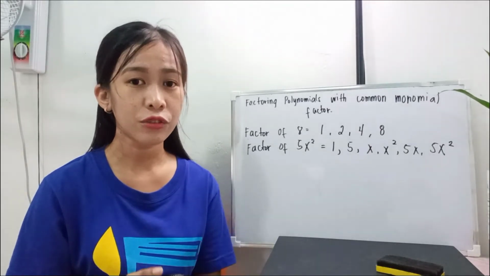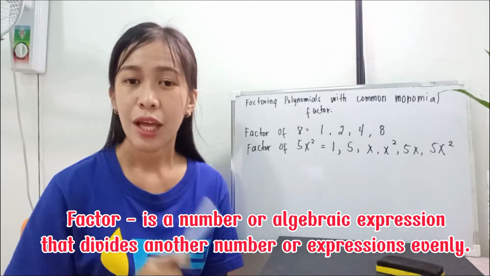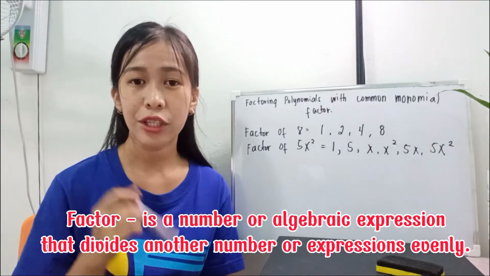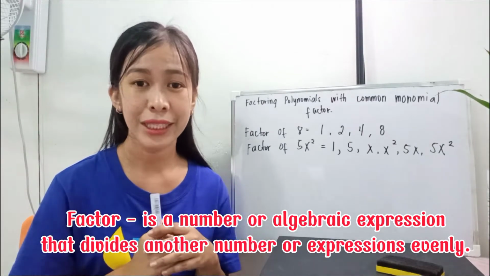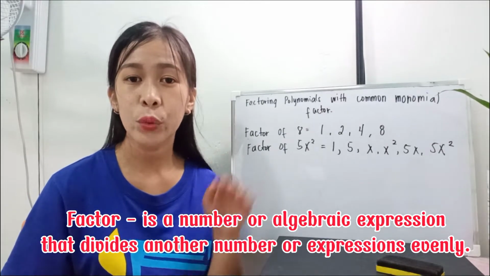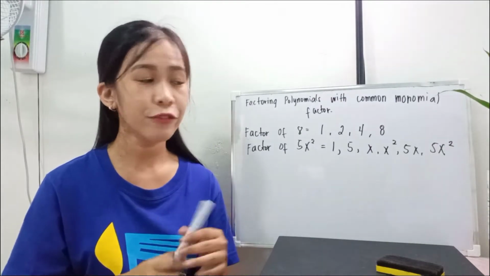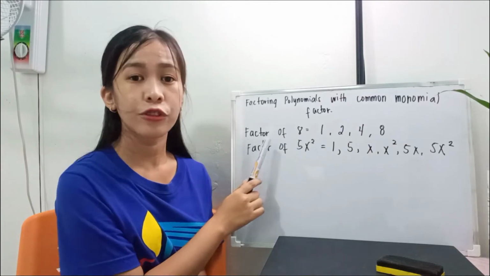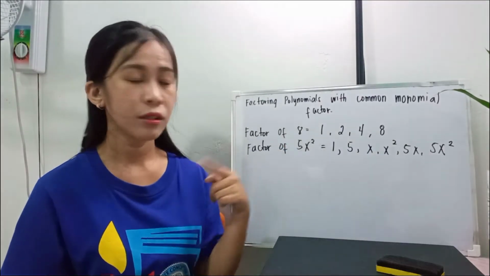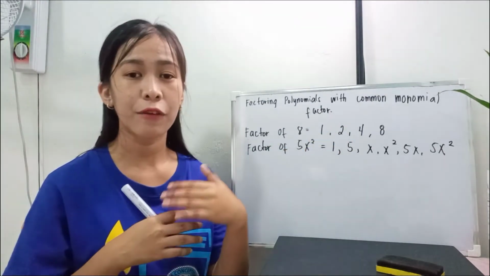So, when we say factor, it is a number or an algebraic expression that divides another number or another algebraic expression with no remainder. Meaning to say, ito yung number na makakapag-divide into another number evenly. Walang remainder, walang decimal. Alright? For example, we have here the factor of 8. So, ano-ano yung mga factor ng 8? We have 1. We have also 2, 4, and 8. Yun lang yung mga factors na 8.